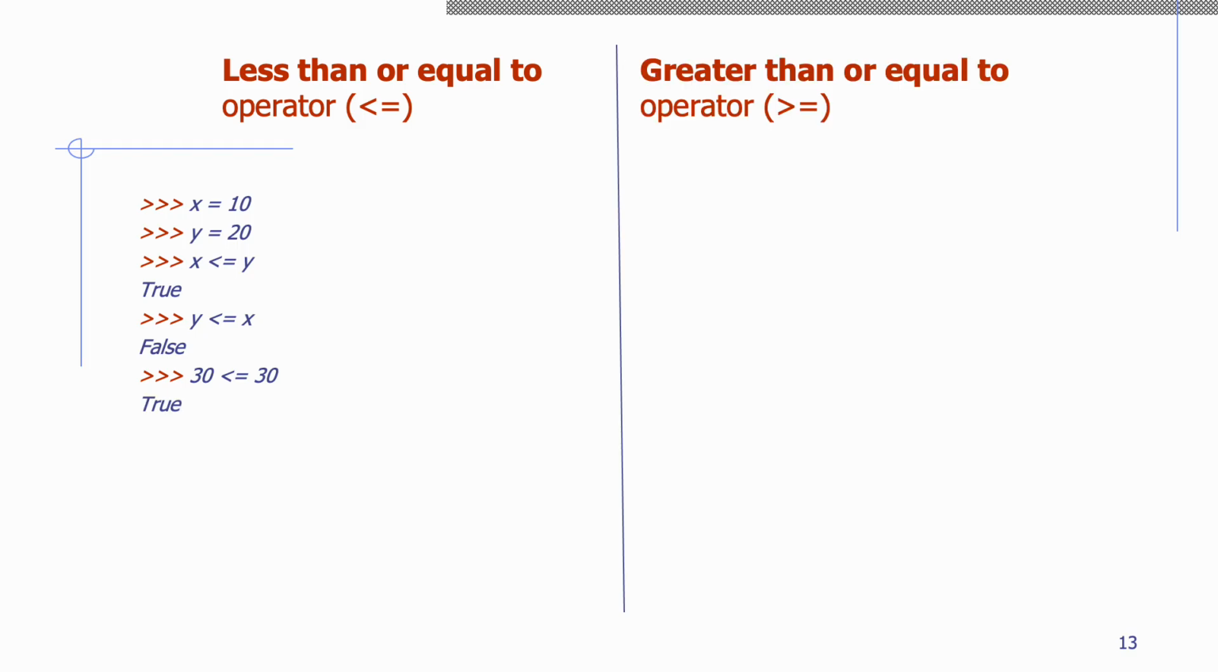For the greater than or equal to operator example, let's have these values. x is 30, y is 40, and let's check if x is greater than or equal to y, which is false. y is greater than or equal to x is true, and 50 is greater than or equal to 50, it's going to be true.